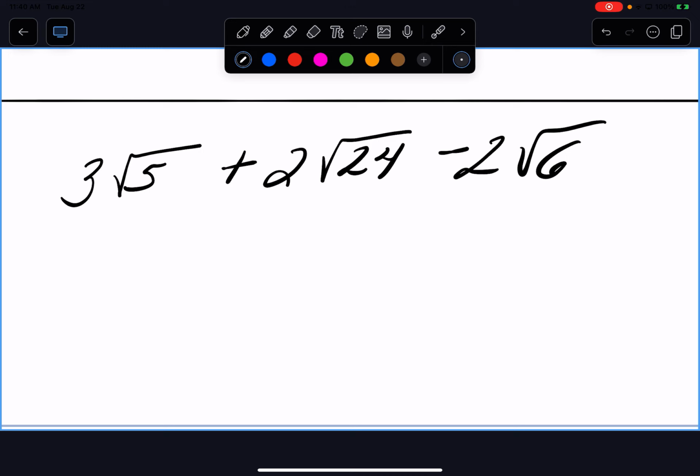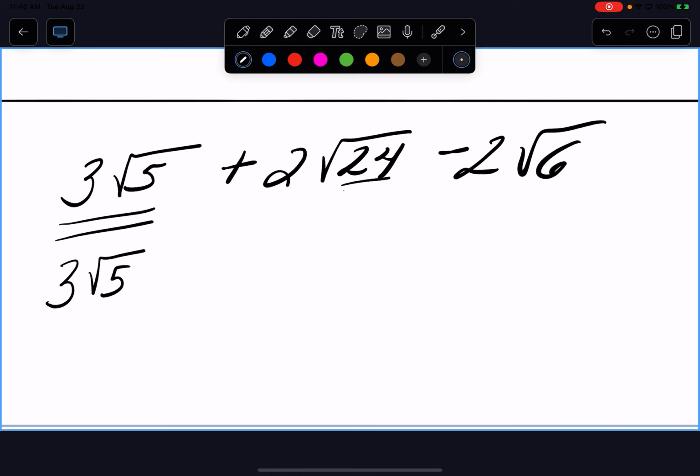Now, when you look at it right now, would you agree it looks like an apple, an orange, and a banana? Yes. But the problem is, this is a trick question. You cannot tell if something is like terms unless all of the radicals have been completely simplified down. So we first need to check, is this as simplified as it gets? Can root 5 break down? No. So we're good. 3 root 5 is 3 root 5.